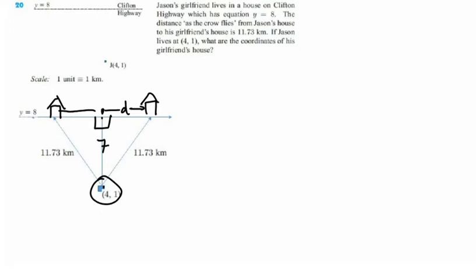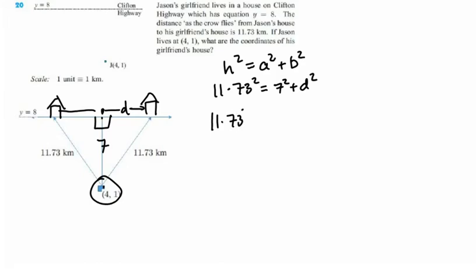Right angle triangle, you know what's coming. A bit of Pythagoras. So let's write out my rule. The hypotenuse squared, square on the hypotenuse, equals the sum of the squares on the other 2 sides. So 11.73 squared equals 7 squared plus d squared in this case. A little bit of rearranging. 11.73 squared minus 7 squared equals d squared.